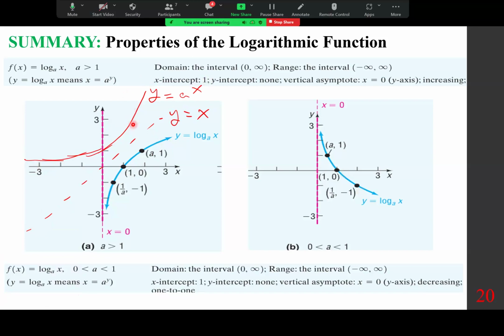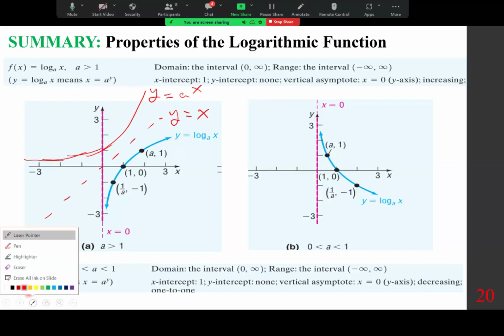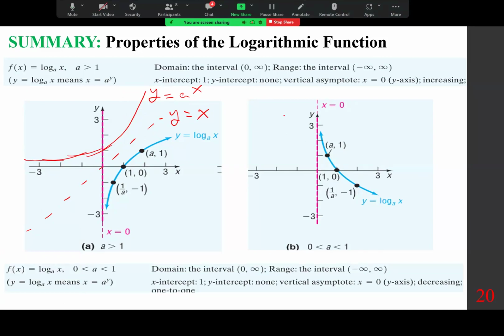Now for this one, you have y equals a to the power of x. So it looks like that. This would be y equals a to the power of x, where a is between 0 and 1, and symmetric with respect to the line y equals x. Just wanted to give you the properties of log functions.